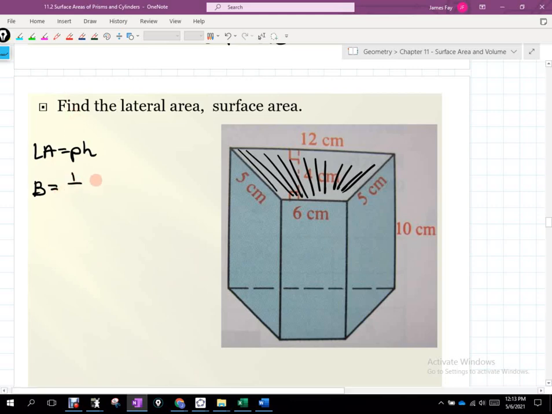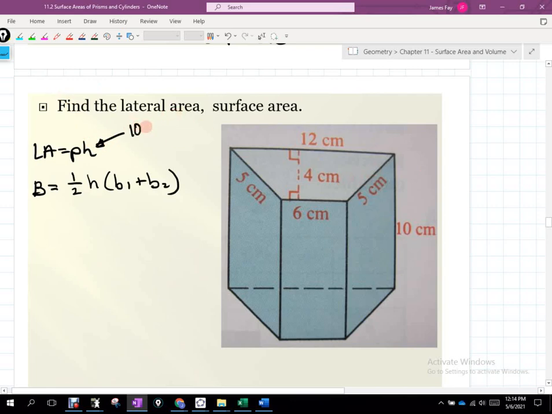But the formula for a trapezoid is 1/2 H times B1 plus B2. Okay, now just think, what is this H right here for lateral area? Right, so the height of our prism is going to be 10 centimeters, right? What is H here for the base? That's 4 centimeters. Is everybody on the same page with that? Okay. I think that's the reason I got this question on here, is because I want to make sure that we understand that there is a difference between the H's that we use.